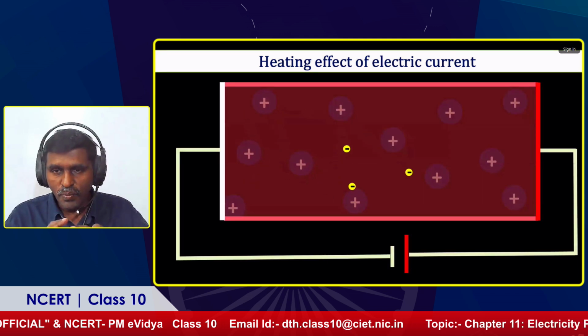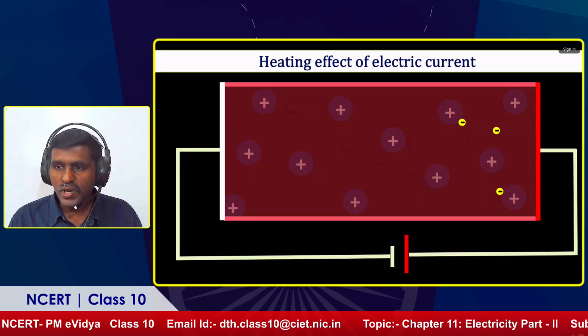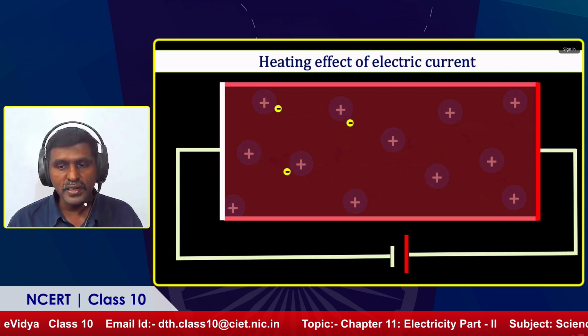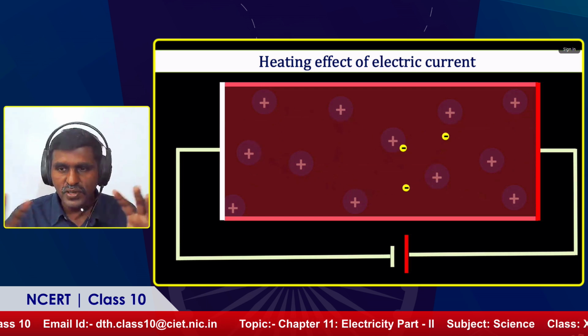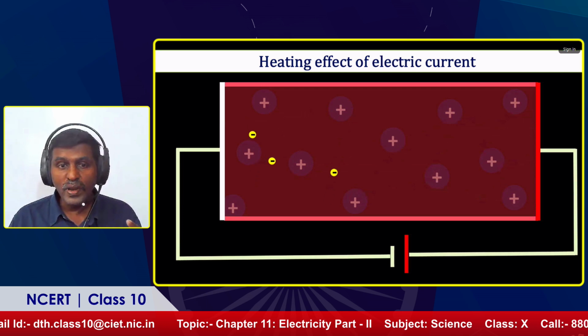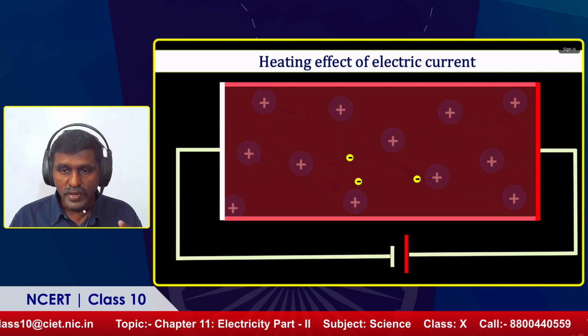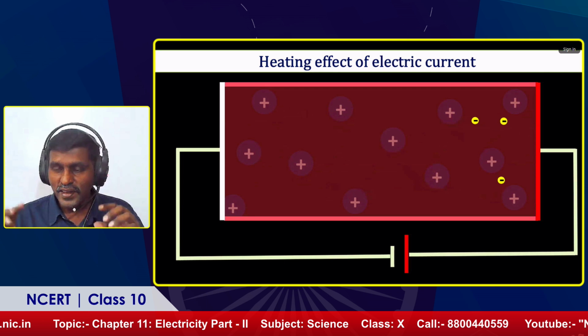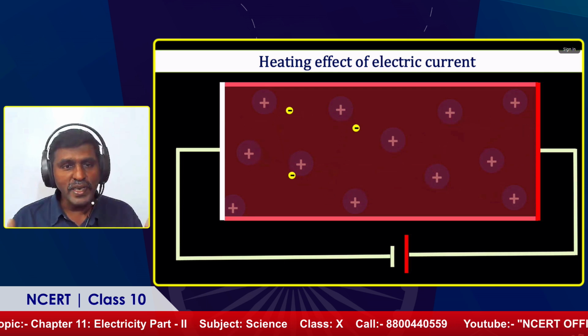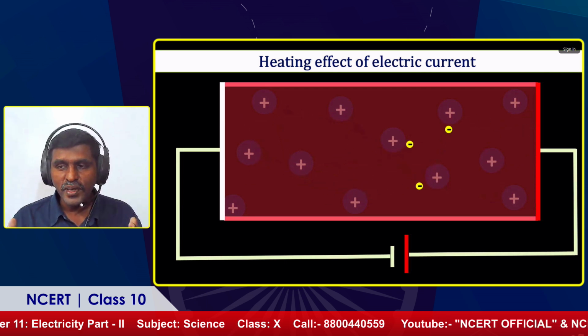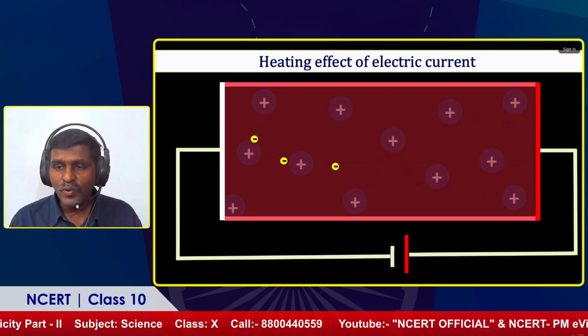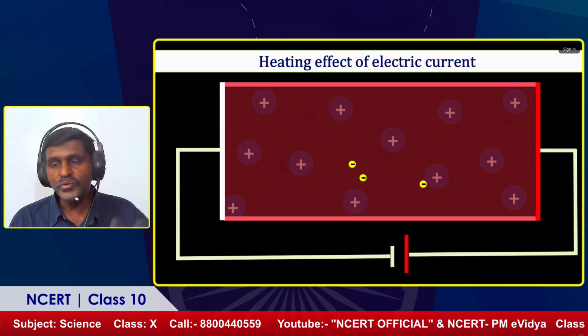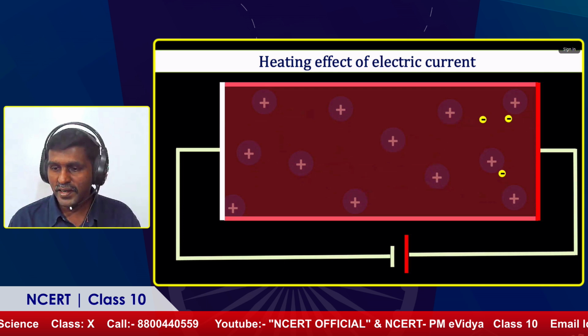If you pass a current through a wire, inside the wire it looks like this. Electrons are moving and they collide with the atoms. Whenever there is a collision, heat is produced. We know that. So here also heat is produced, and this heat is absorbed at the surface of the conductor.